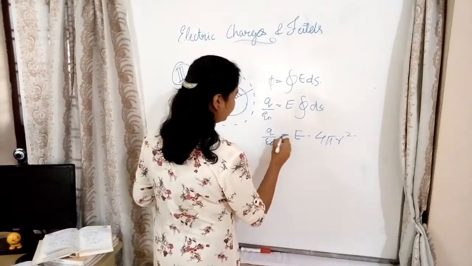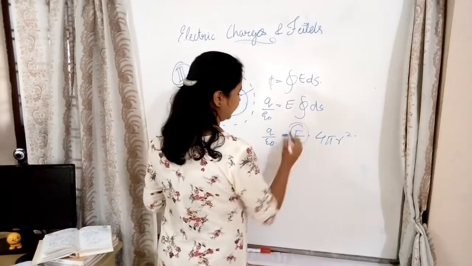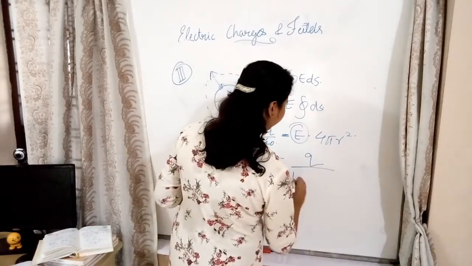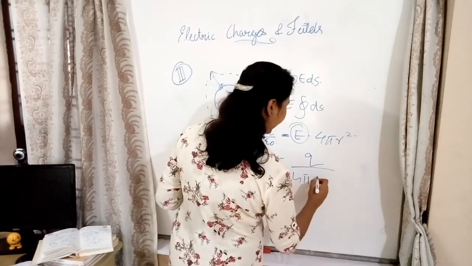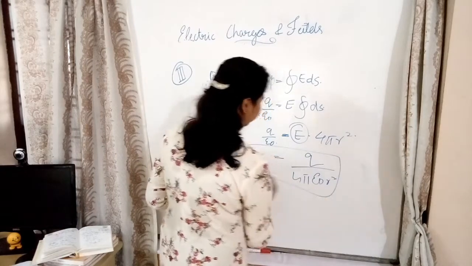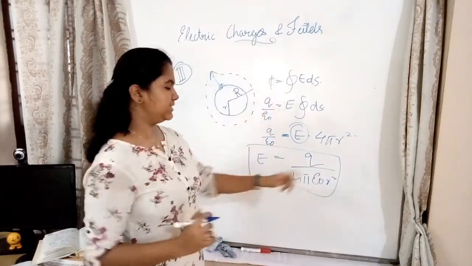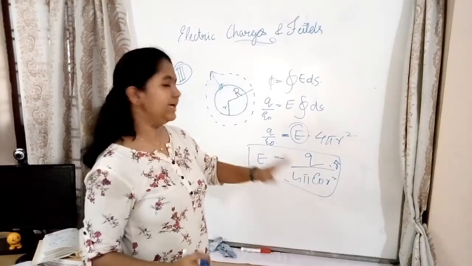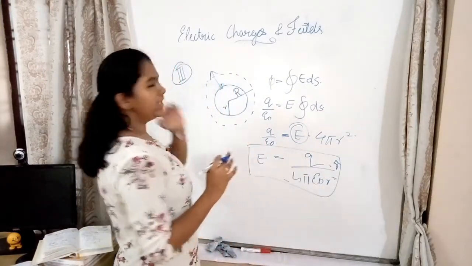Okay, so now we have to find out E. It's simple. E is equal to Q by 4 pi epsilon 0 r square, this into r cap. This is the equation that we found from the third one.